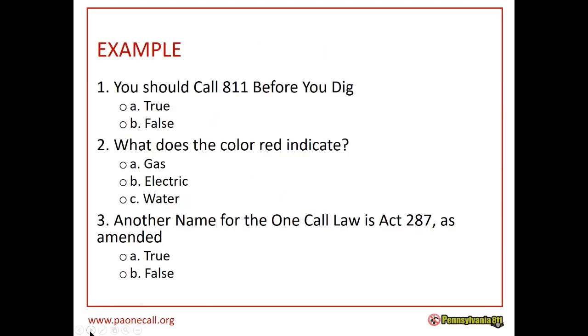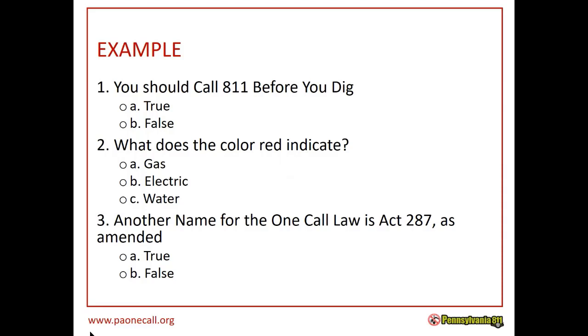So here's our example. There's 3 questions and you have to answer all 3. The first one is, you should call 811 before you dig. A for true or B for false. So don't put that in the chat yet. Wait until you have all 3 answers and then put all 3 answers in the chat. The second one is, what does the color red indicate? Is it A, gas? B, electric? Or C, water? So just write that down and wait to put it in the chat till you have all 3 answers.